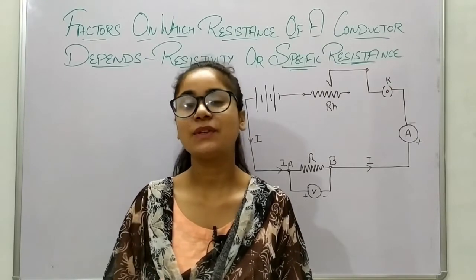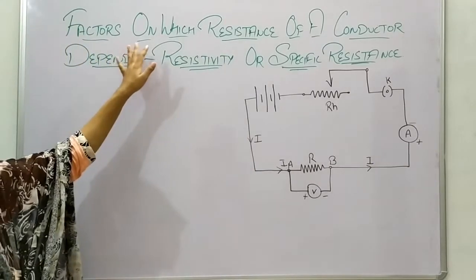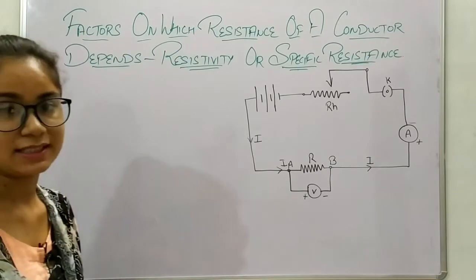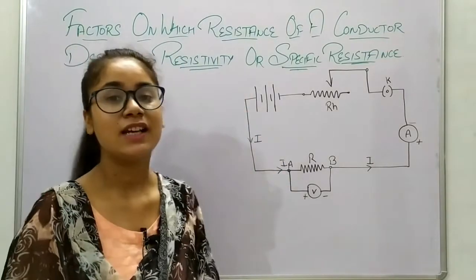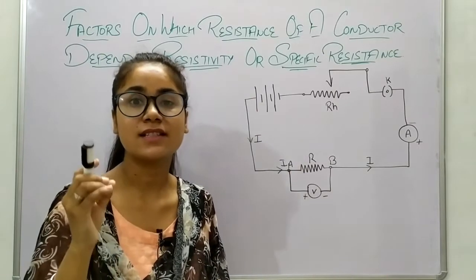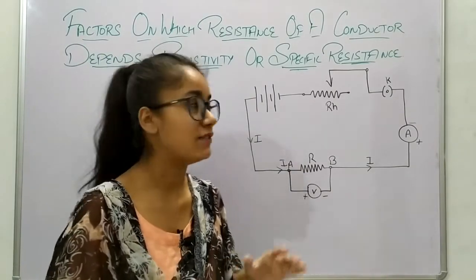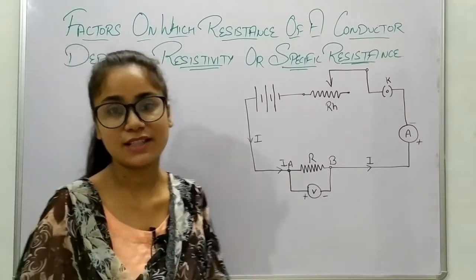In this video, we are going to study a new topic, and that topic is factors on which the resistance of a conductor depends. That means today we are going to study about the resistivity or the specific resistance of a conductor. Well, if you have studied the experimental verification of Ohm's law, then this topic is very easy for you.